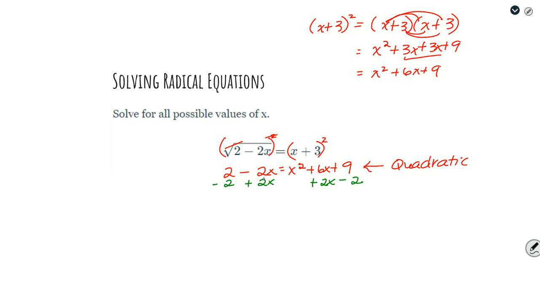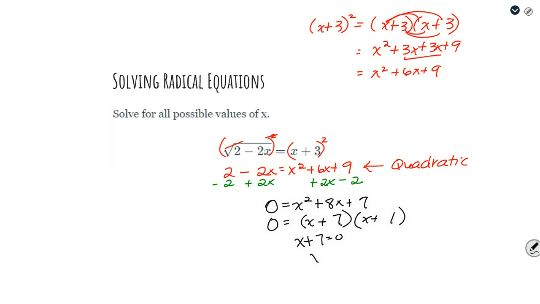So then I have the equation 0 equals x squared plus 8x plus 7. I'm going to solve it by factoring. (x plus 7)(x plus 1), because 7 times 1 is 7, and 7x plus 1x will give me the 8x. All right, apply the zero product property. x plus 7 equals 0, so x is going to be negative 7. And x plus 1 equals 0, so x is going to be negative 1.